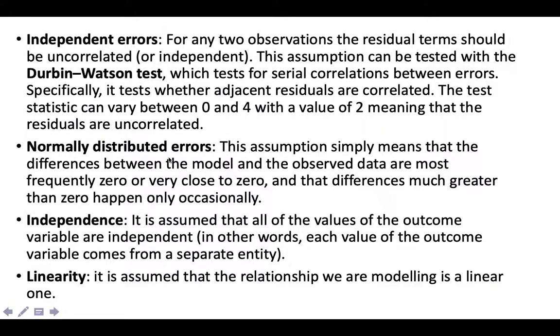Normally distributed errors. This assumption simply means that the differences between the model and the observed data are most frequently 0 or very close to 0. Independence, this means that the data comes from different participants, different entities. And linearity, it is assumed that the relationship we are modeling is a linear one. In this video, we will check for some of these variables, but not for all in a very detailed way, because that would mean a very long video, but you can find information about these assumptions on the internet.